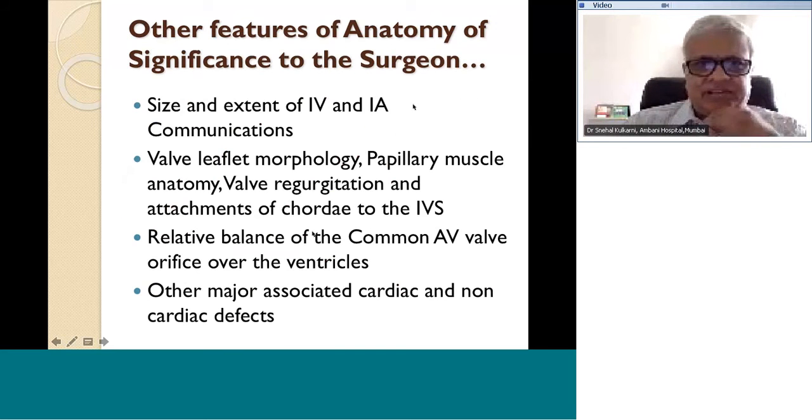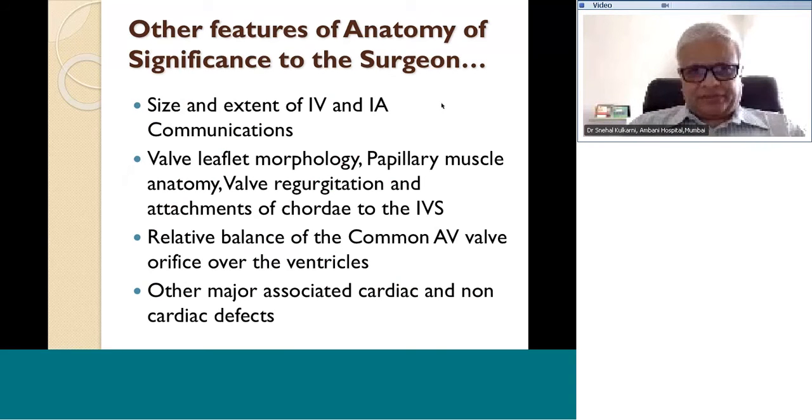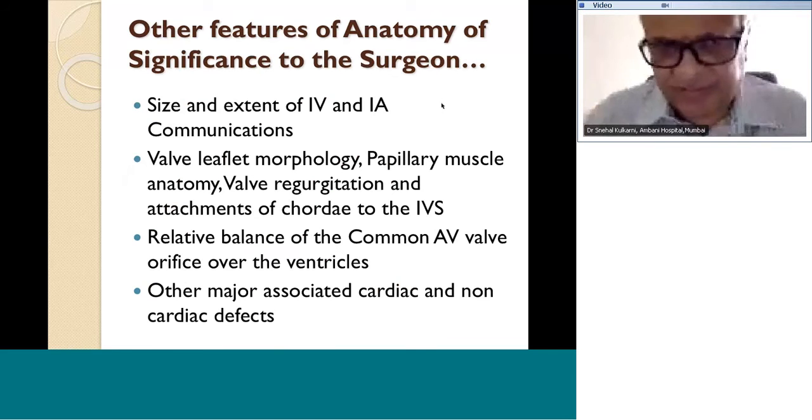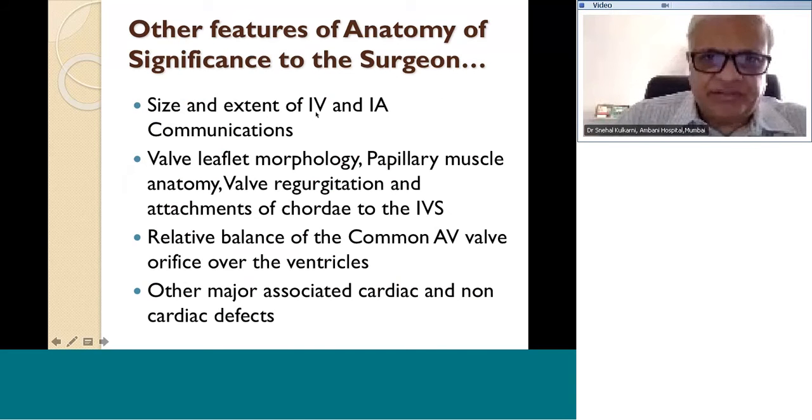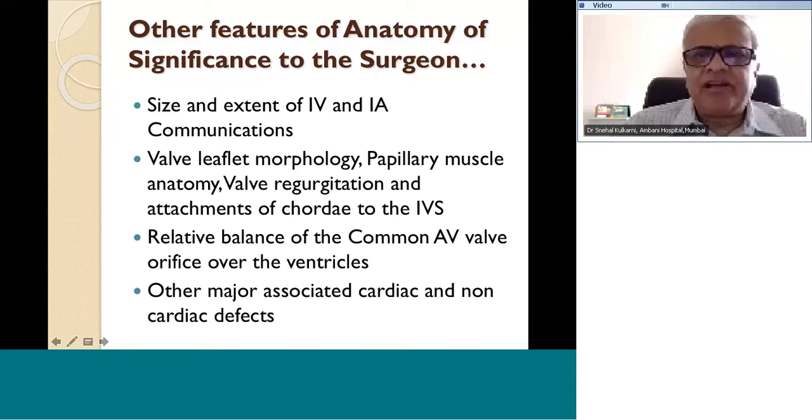So other features of AV canal which are significant to the surgeon, and of course the cardiologist, because they'll have to illustrate these on the echo and also the other investigations. Size and extent of interventricular and intra-atrial communications, valve leaflet morphology, papillary muscle anatomy, valve regurgitation, and attachments of the chordae to the interventricular septum, relative balance of the complete AV canal over the ventricles, and other major associated cardiac or non-cardiac defects.